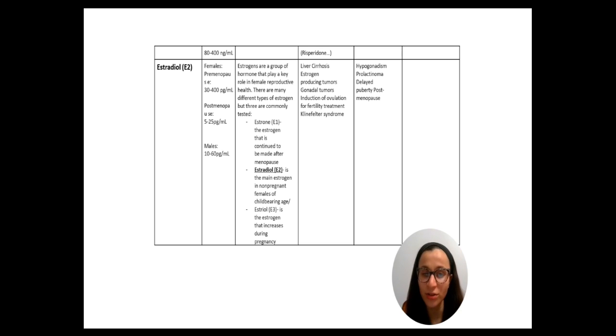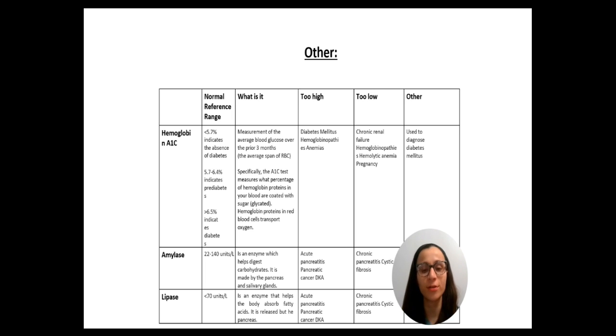There are many different types of estrogens, but the three most common ones are estrone, which is the one that is made after menopause, estradiol, which is what we're talking about here, which is the main one in non-pregnant females, and estriol, which is the one that increases during pregnancy. So some reasons it's going to be elevated are estrogen-producing tumors, gonadal tumors, and induction of ovulation, so someone who's getting fertility treatment. Some reasons why it could be too low are hypogonadism and delayed puberty.